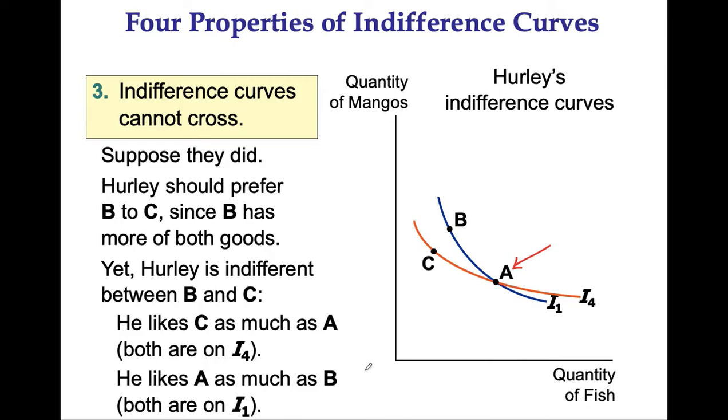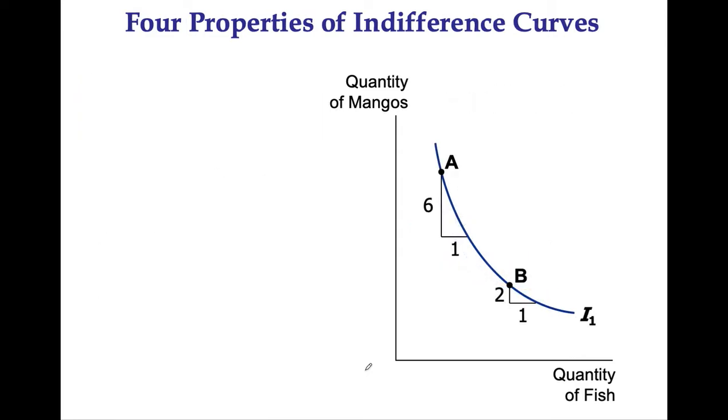So this does not make sense at all. How can B be both better than C and as good as C, which is nonsense? So this is why indifference curves should not cross each other and they should be parallel to each other.